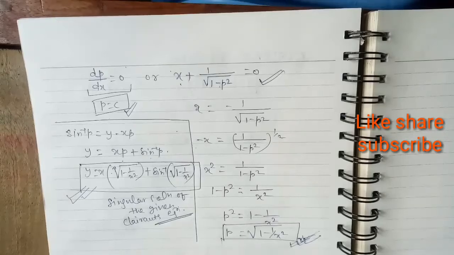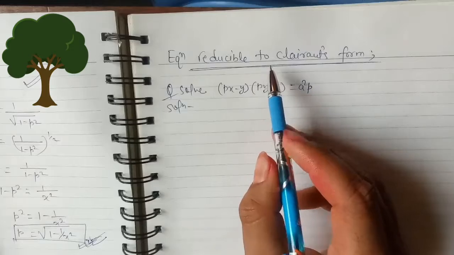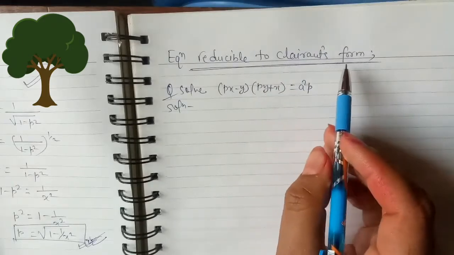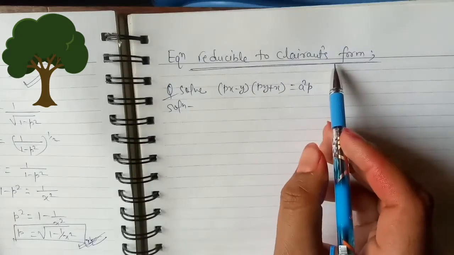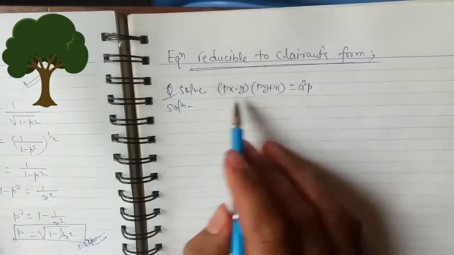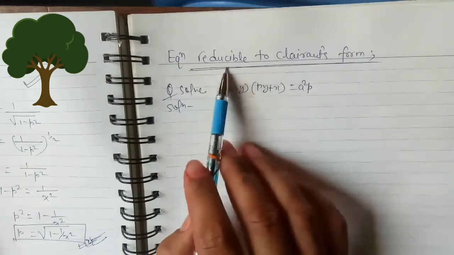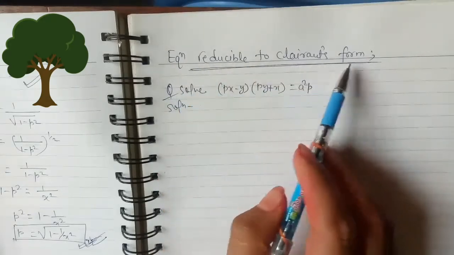So now this question I think would be clear to you. Now we are going to see the equations reducible to Clairaut's form. So let us see that. We can easily reduce any first order higher degree differential equation into Clairaut's form. Let us see this problem.